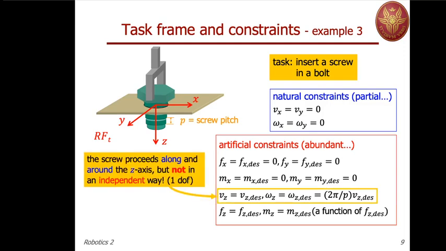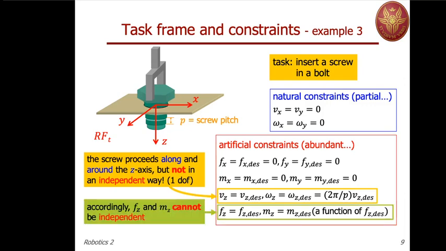So the problem here is the following. So this is not a complete description. It's not a correct description because you can proceed along, the screw can proceed along and around the z-axis, but indeed these two motions are not independent, and in fact there's only one degree of freedom that should be parametrized. And similarly, these linear forces and momentum along and around the z-axis cannot be independent either.